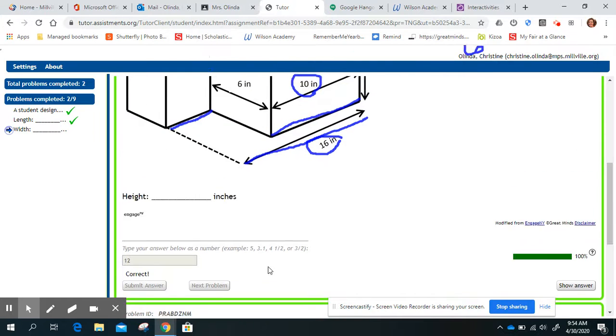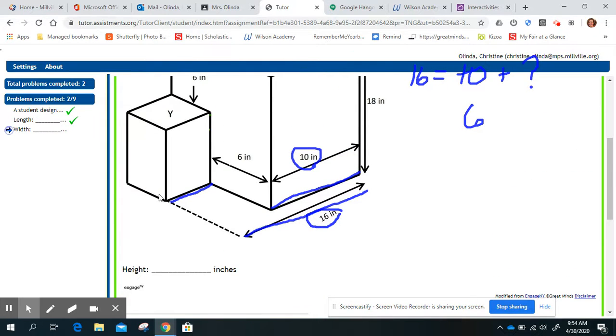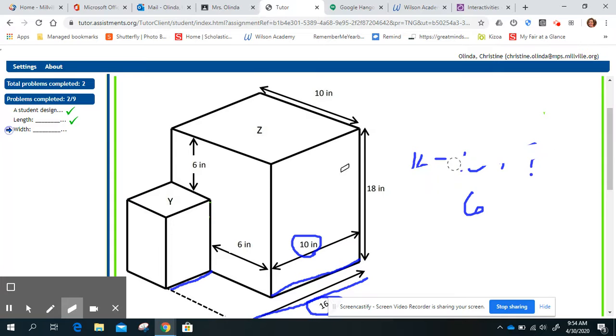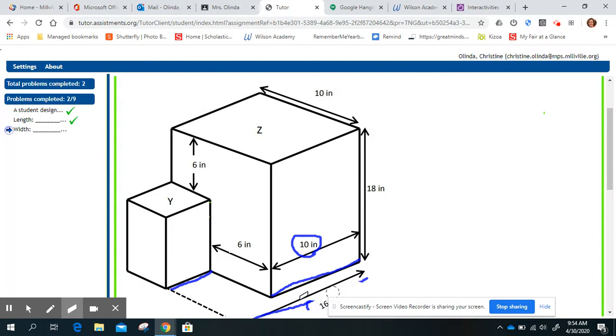And now I need the width. The width is this part right here. And you'll have to keep scrolling back and forth so you can see the whole page. But this was the width right here. Remember, I know the whole width is 10. I don't know the missing width, but I do know that from here to here is 6.